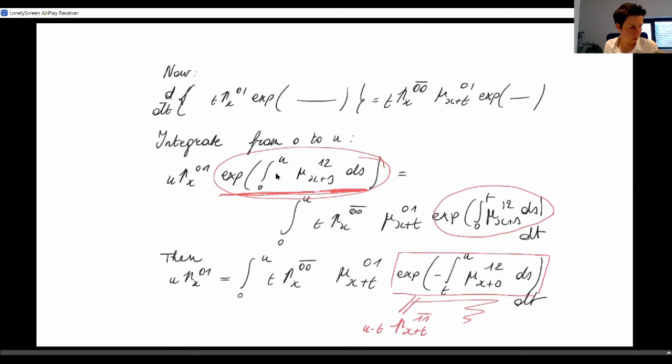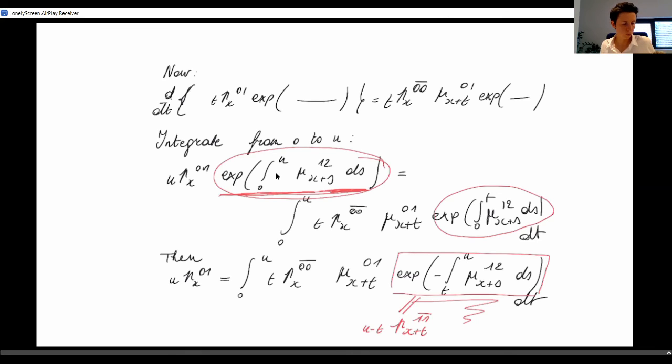That's what we got over here, because we're dealing here with an interval of length u minus t, and we're going to look at ages from x plus t to x plus u. Okay, and we're taking the integral of the force of intensity to go from 1 to 2, put a minus in front and an exponential. So that's exactly what we meant with this transition probability.